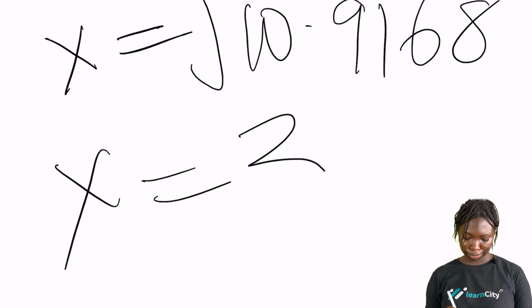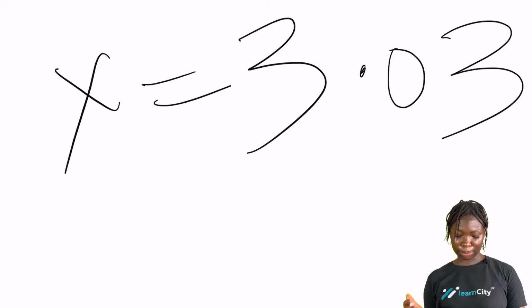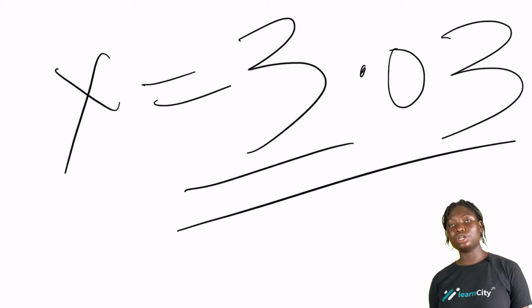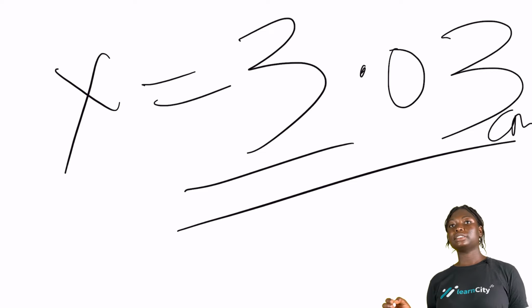X here is 3.03. So our X is 3.03 centimeters. Now, for our second example, we have in triangle ABC.